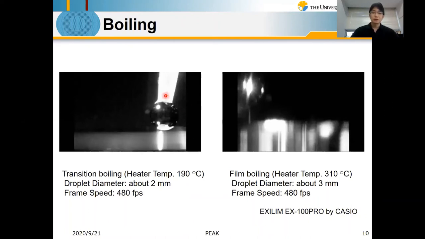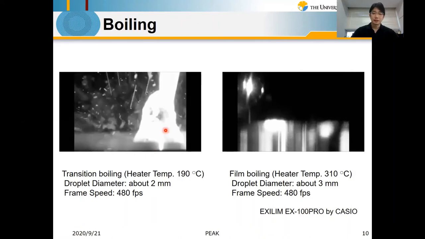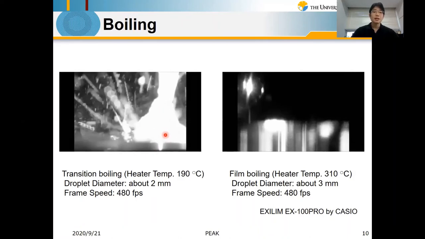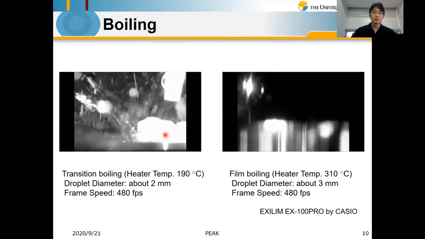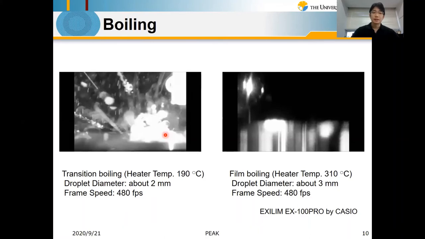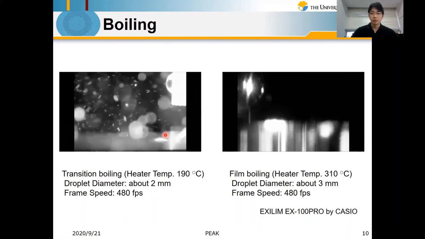When the water droplet touches the hot plate surface here, the center of the water droplet becomes whiter, like this. These are bubbles being created in the droplet. They make the droplet explode.